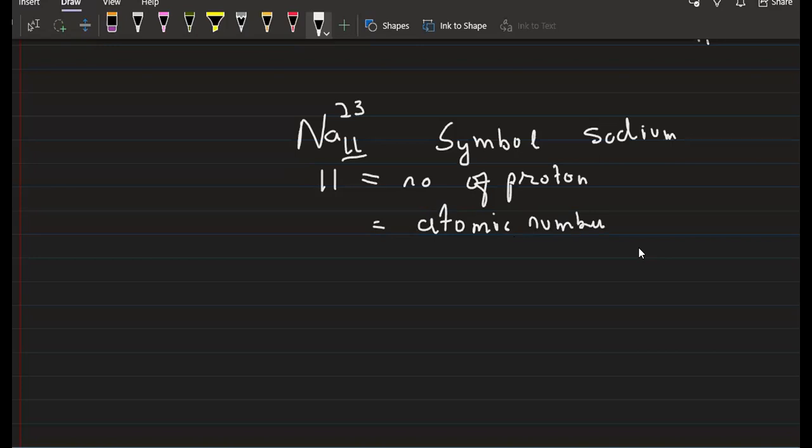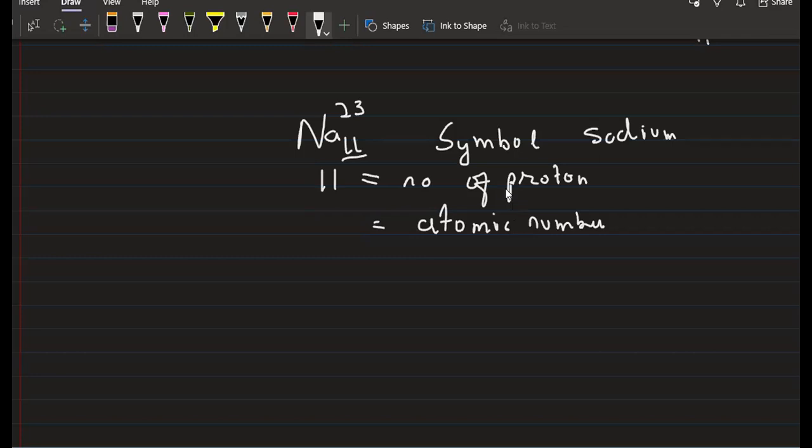Everyone got this? Arav, you got this? No, Abhinav, atomicity is different. We will discuss that also. Okay. So sodium has 11 protons. So its atomic number is 11.